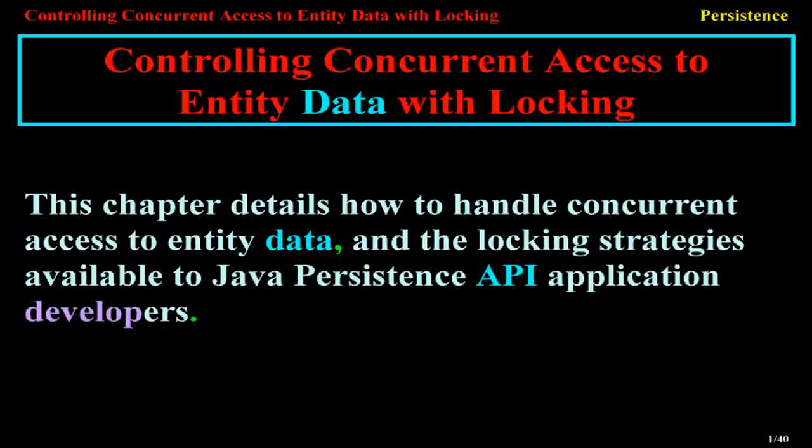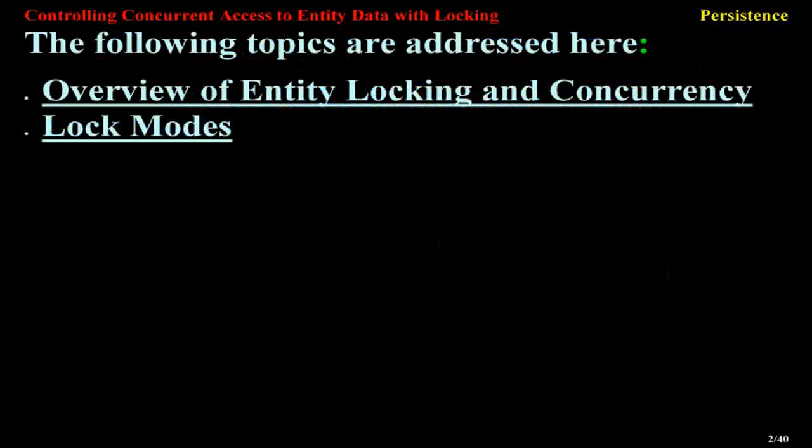Controlling concurrent access to entity data with locking. This chapter details how to handle concurrent access to entity data and the locking strategies available to Java Persistence API application developers. The following topics are addressed here.